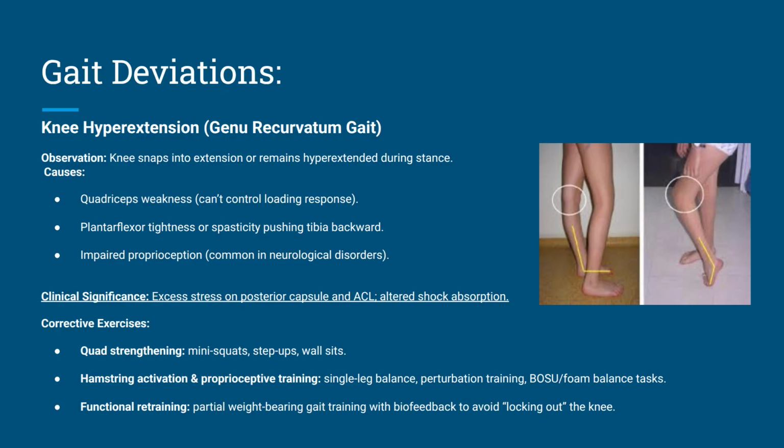Why it matters clinically: this gait pattern, again, increases posterior capsule stress, putting repetitive strain on the ACL. It eliminates shock absorption and increases joint degeneration risk. Patients often complain of posterior knee pain, a quote-unquote jamming sensation, or fatigue with walking.